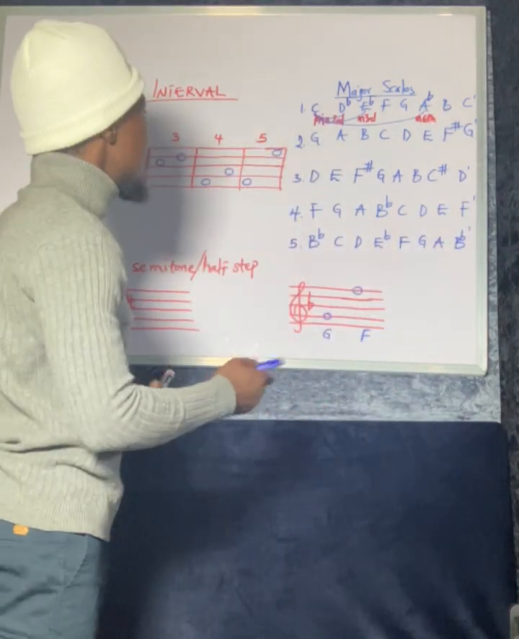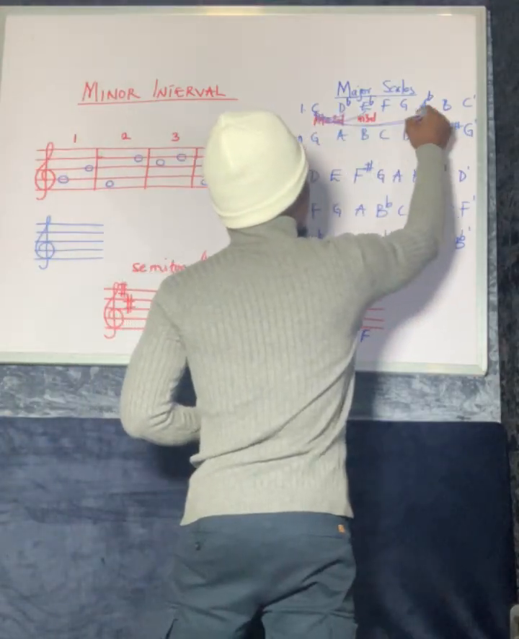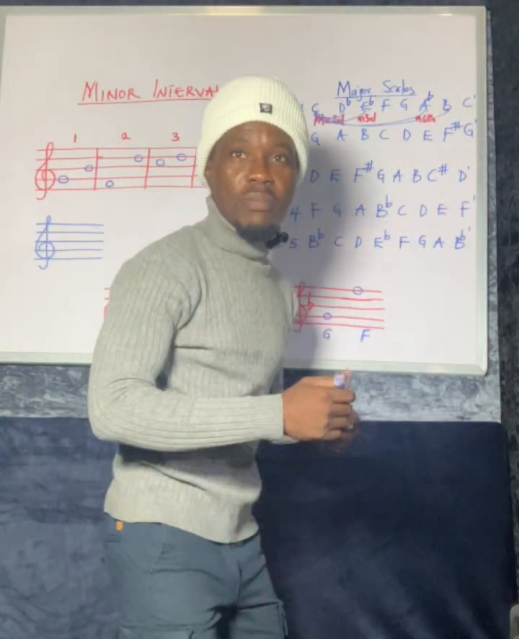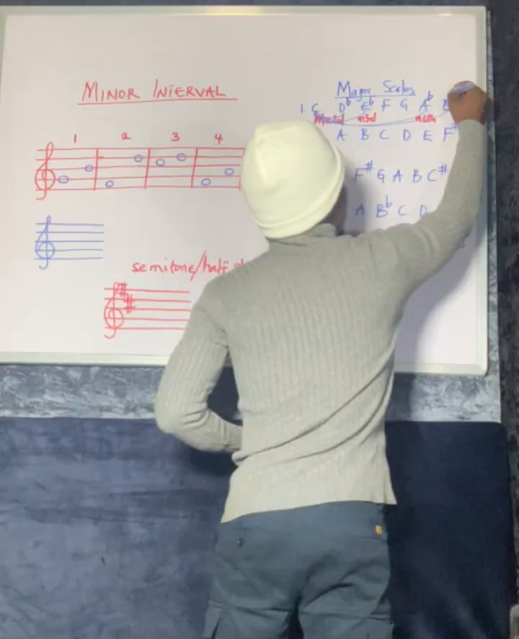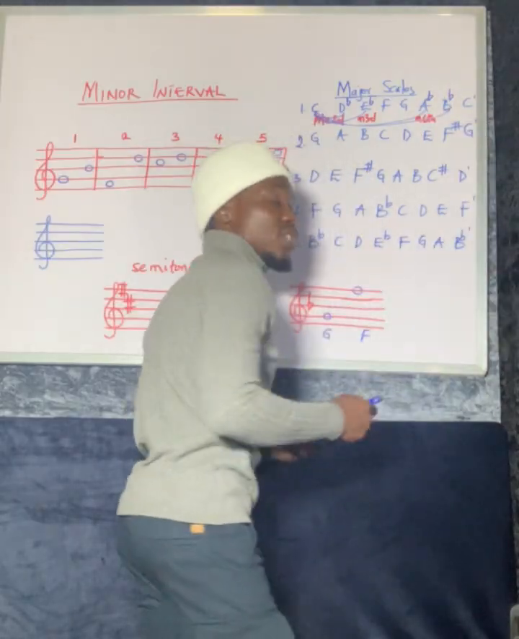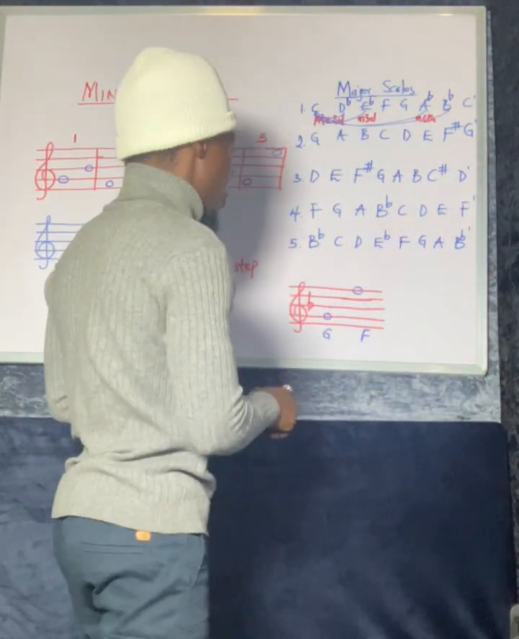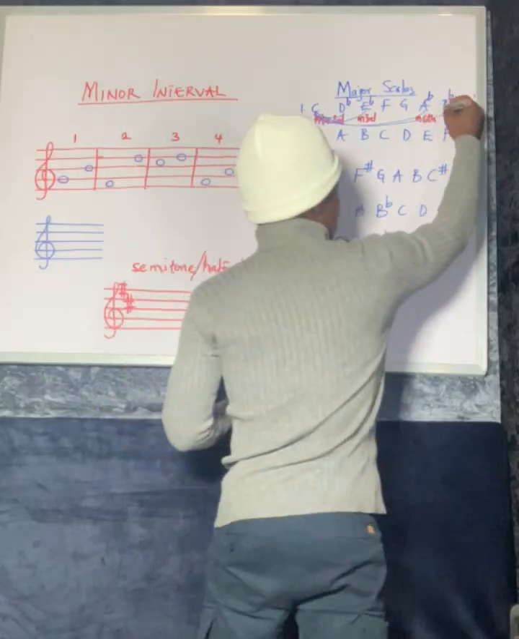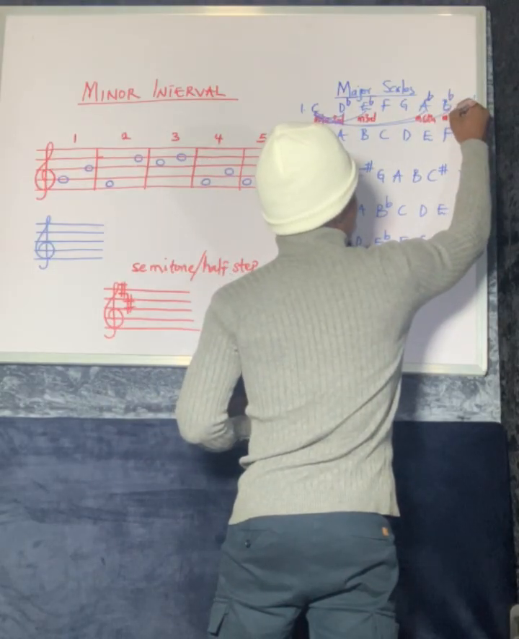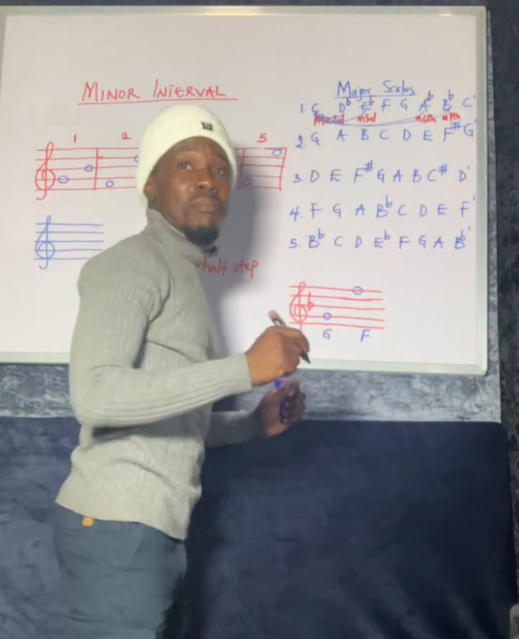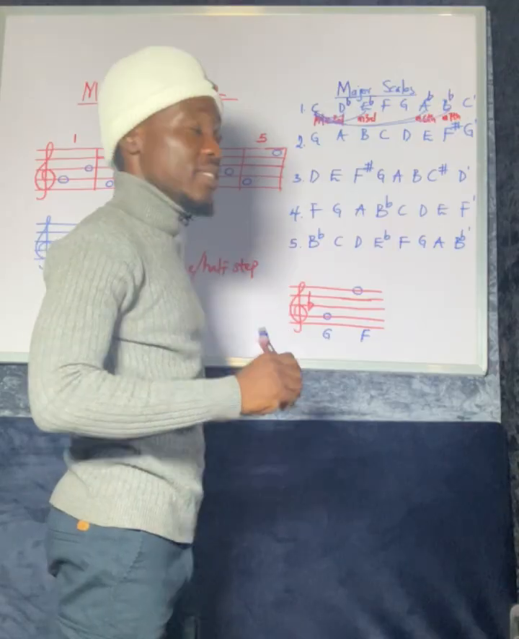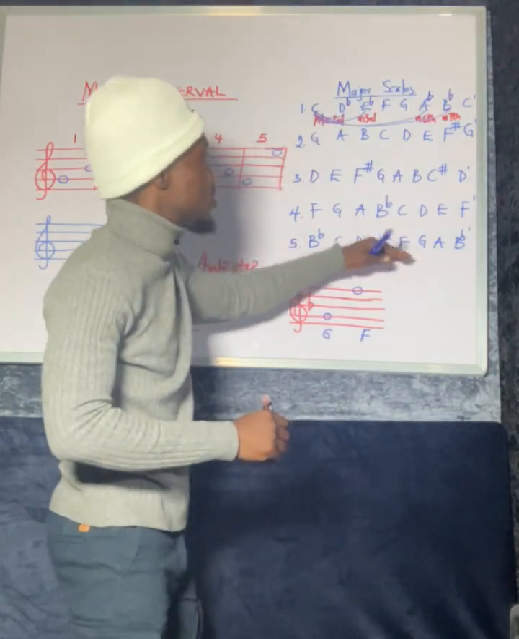All right. Then C to B, the seventh. C to B is a major seventh. But here, B gets reduced to B flat. Therefore, C to B flat is a what? A minor seventh. The same approach will be used here.